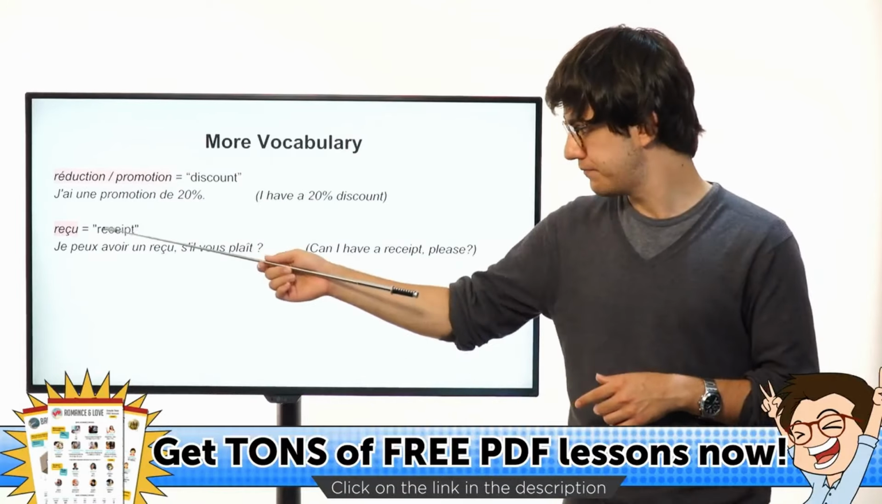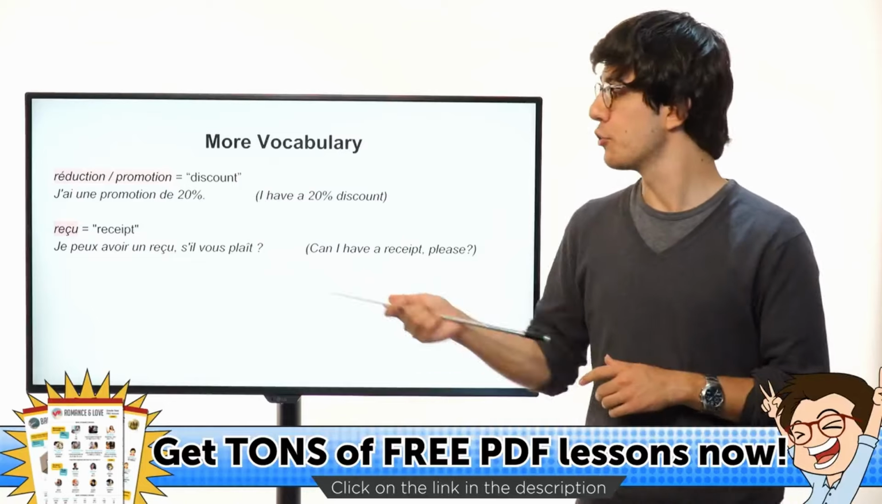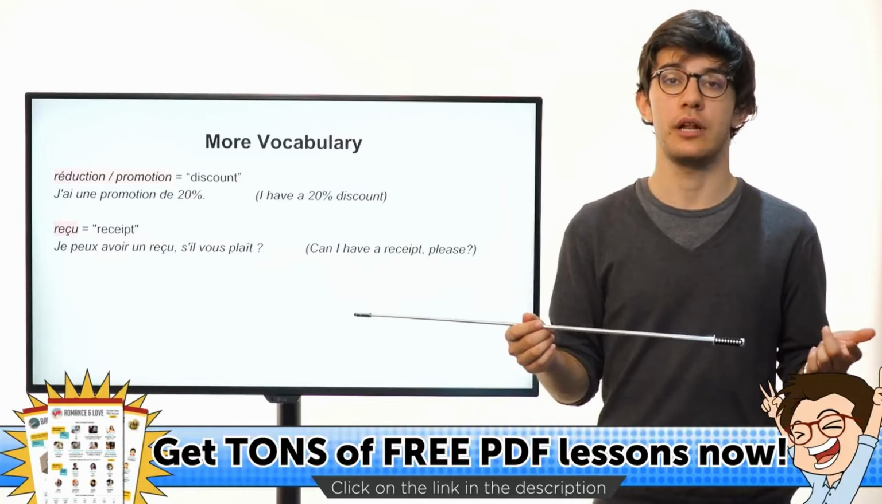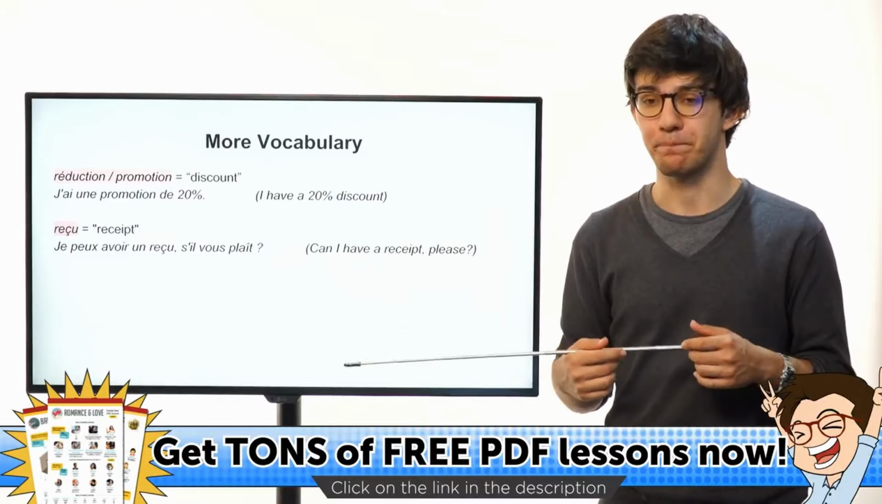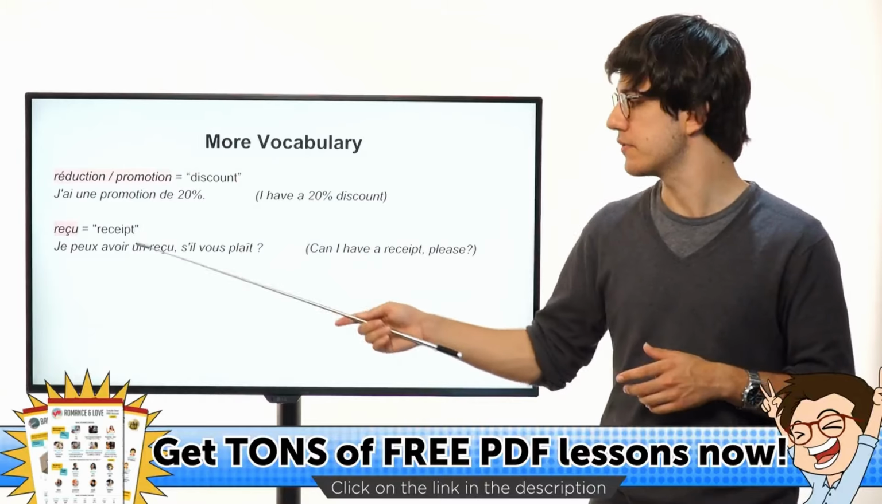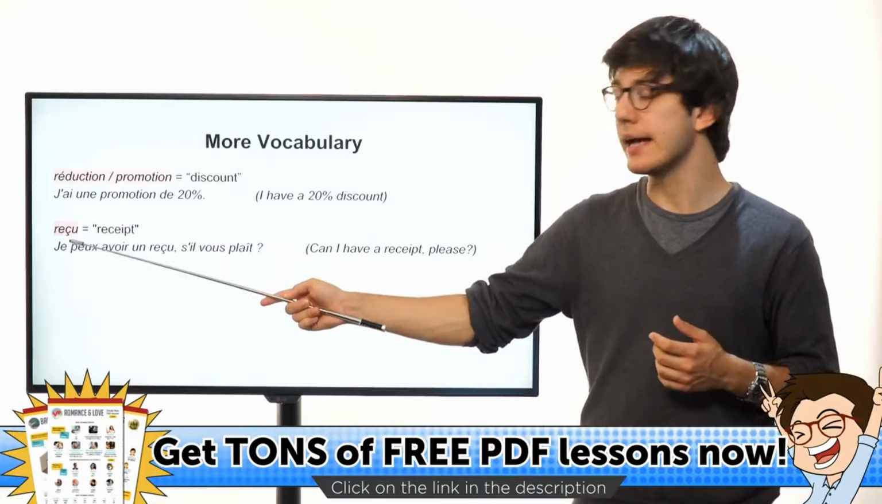And now, the final word here is receipt, reçu. So if you want a receipt in the restaurant or when you buy some stuff at the supermarket, you can ask for that.